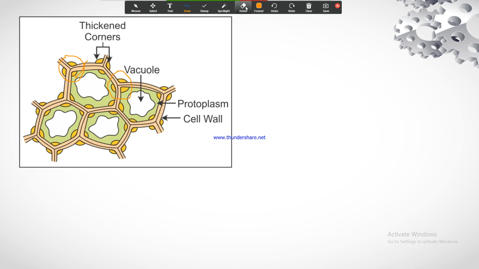Okay. So that is the structure of collenchyma, the structural design you can see. One more thing we have discussed is that they have very few intercellular spaces. I'm not telling you that they don't have, they have, but very few in nature. Okay.